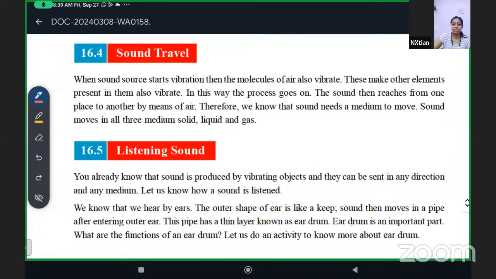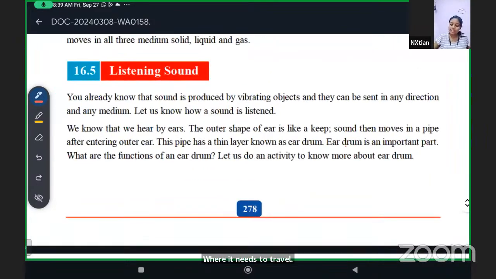When sound is traveling, vibration is also taking place, which again causes vibration in the medium it is traveling through. The vibration starts taking place in the molecules present in the solid, and then through that it will reach where it needs to travel. Then, listening to the sound.